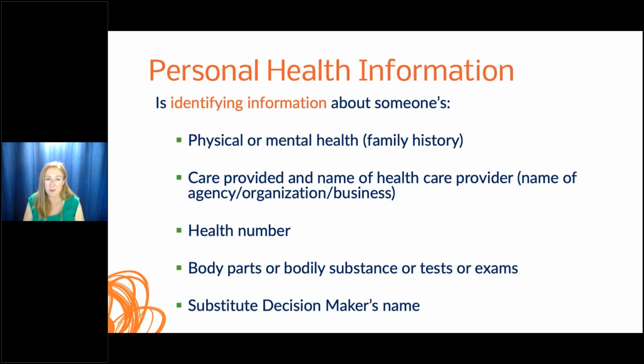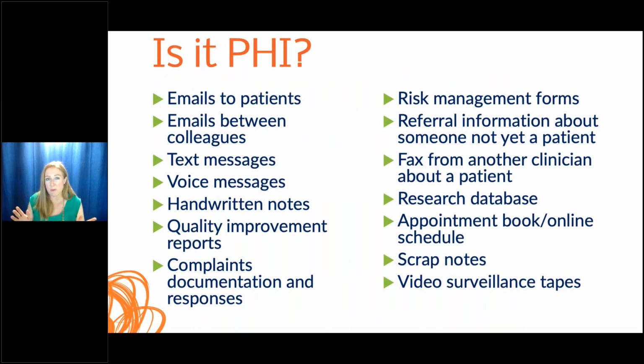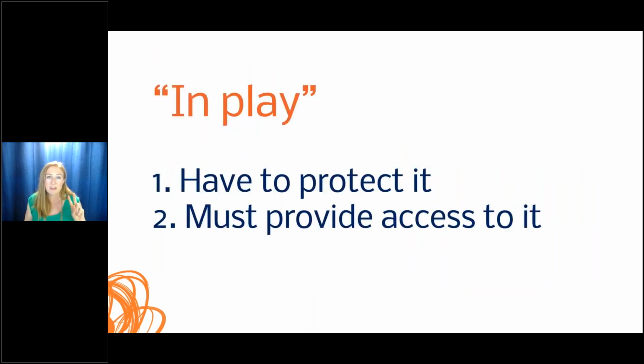So if it's identifying information about the care that you provided to someone, even if it's not in that traditional format of a health record, it can still be a record of personal health information. Now, that matters in two ways. If you have records of personal health information, you have to protect them. So we're going to talk about safeguards in this webinar, but you also have to provide access to all your records of personal health information on request.